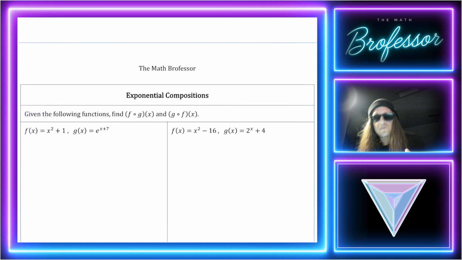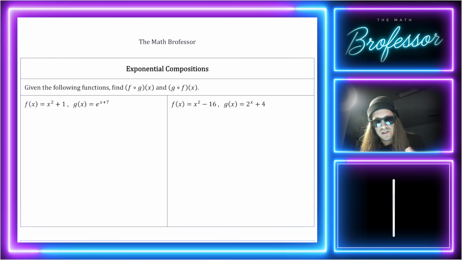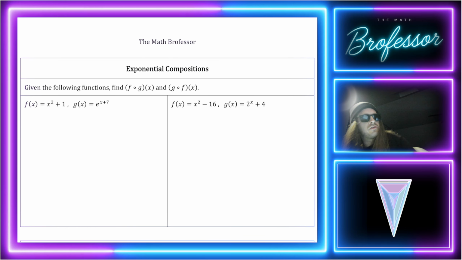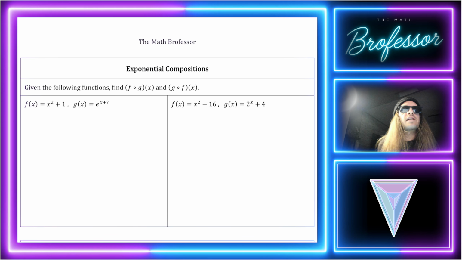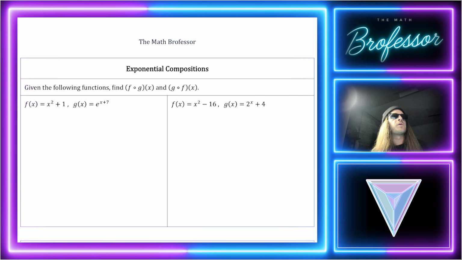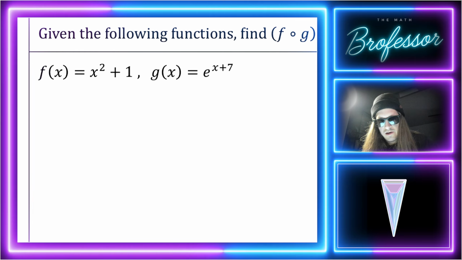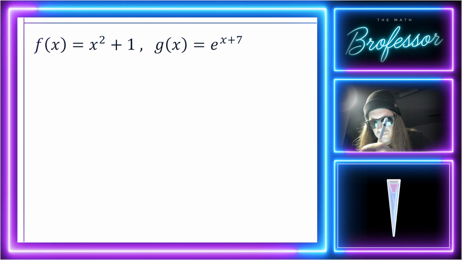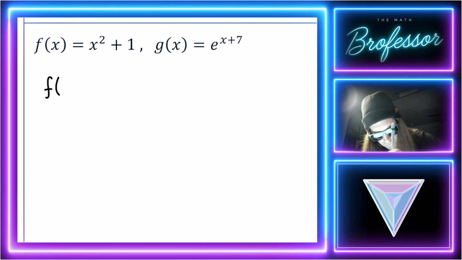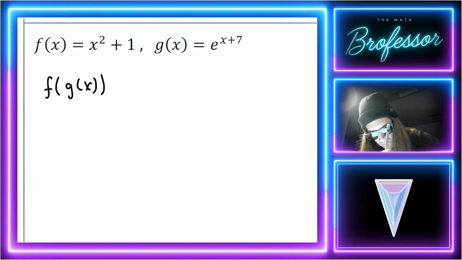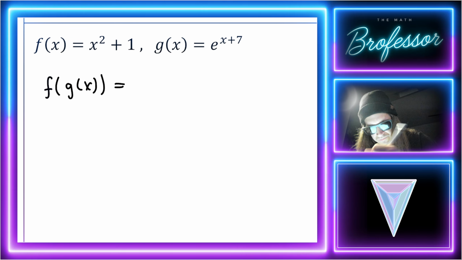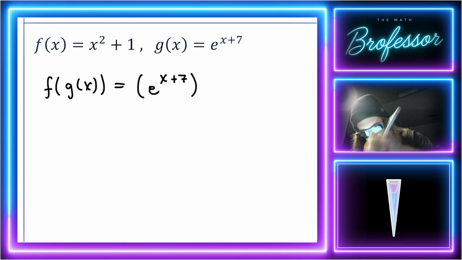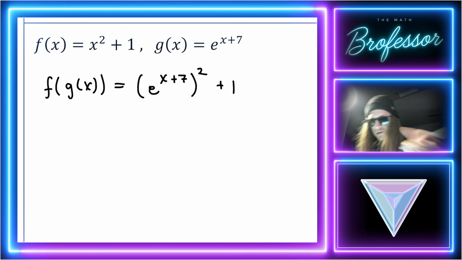All right, let's do some exponential compositions here, meaning I don't know if the final answer for both of these is going to be exponential, but there's exponentials involved, so that's why I called it this. Starting here, let's start with f of g. So f of g of x would equal e to the x plus 7 squared plus 1.